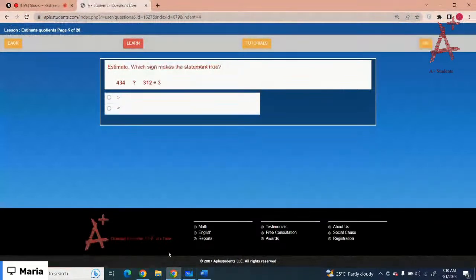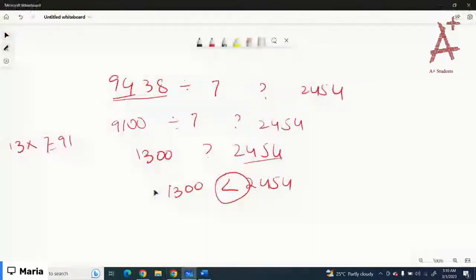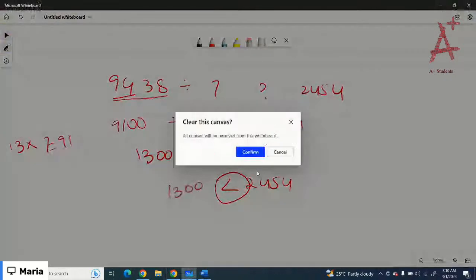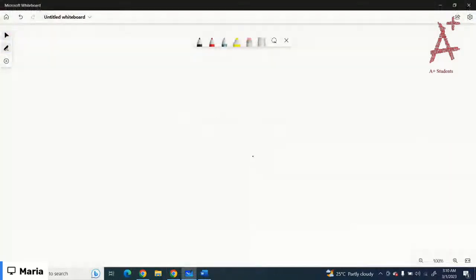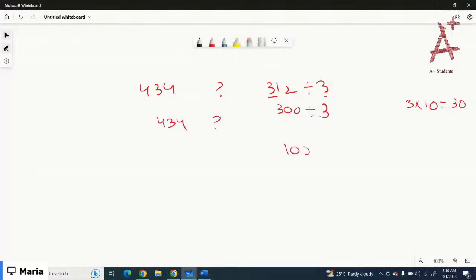Okay, the next one is 434, the missing sign, and 312 divided by 3. So here you have 31 divided by 3. We know that 3 times 10 is 30. So we can go for 300. 300 divided by 3 is 100.